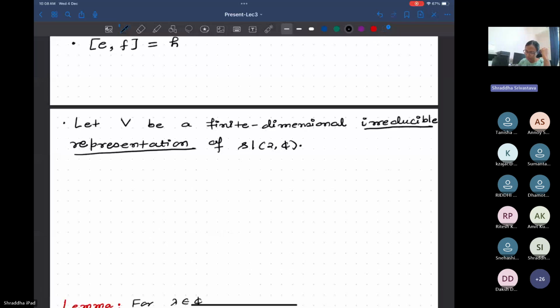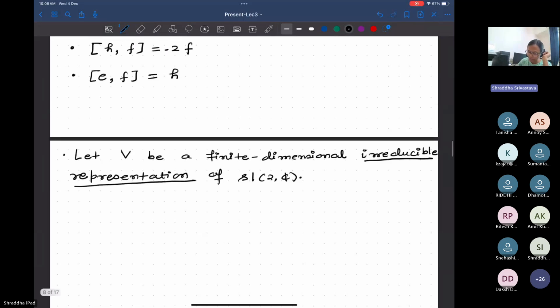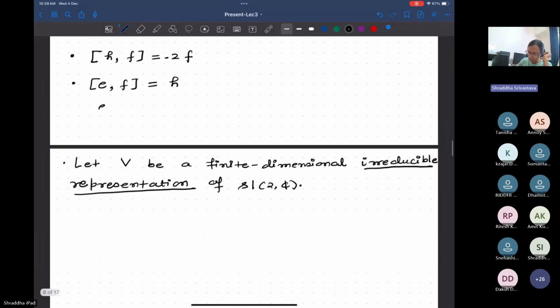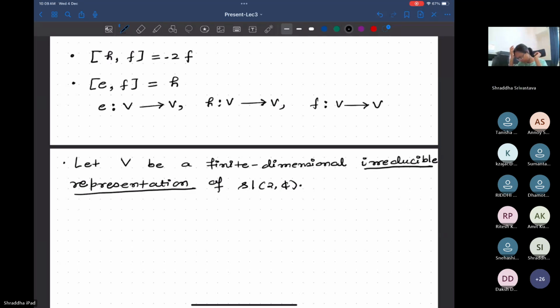Let V be a finite dimensional irreducible representation of SL2C, and let us start analyzing this and what kind of information we can have about it. The first thing that I'm going to do is look at H acting on V. Everything is acting. E is acting. So V is a representation of SL2C. So I can think of E, because E is acting on V, as a map from V to V, and likewise H is a map from V to V, and F is also a map from V to V.